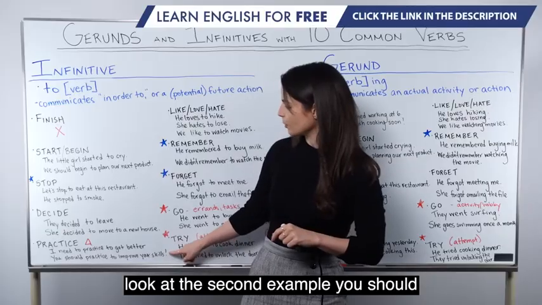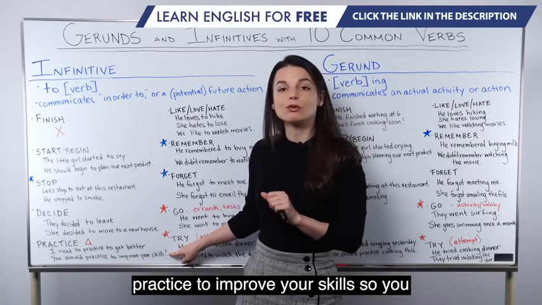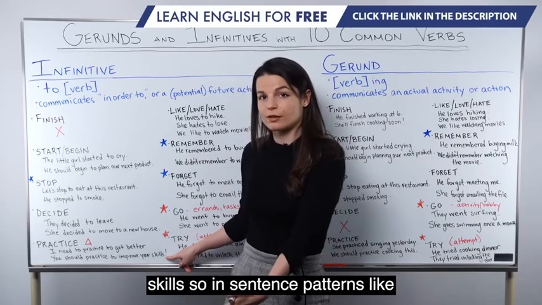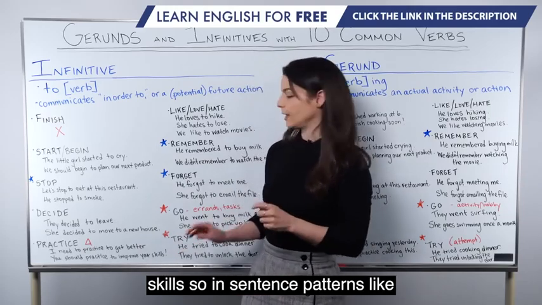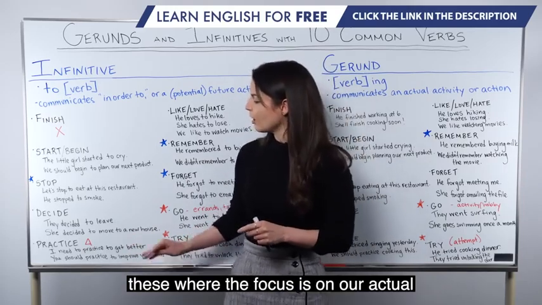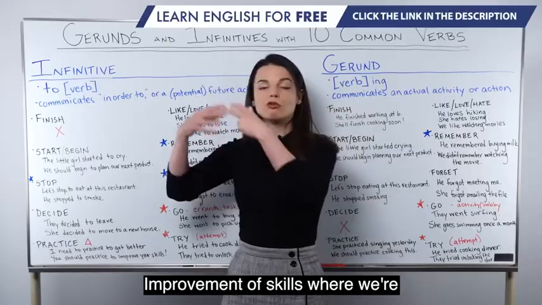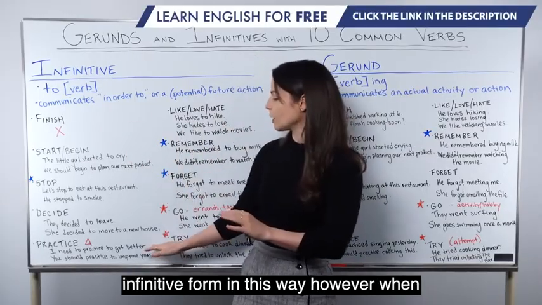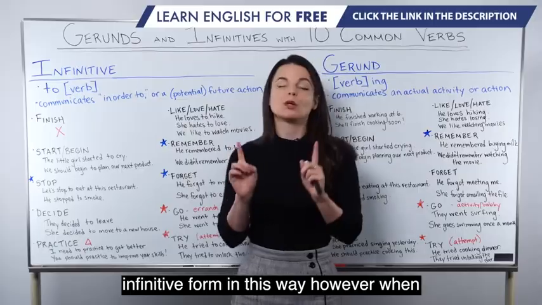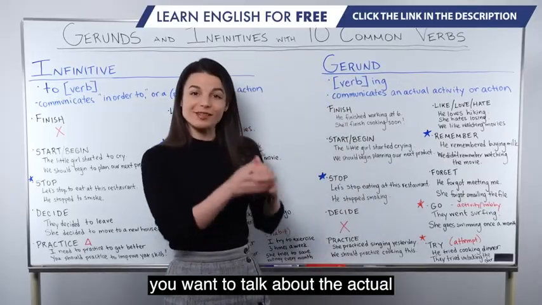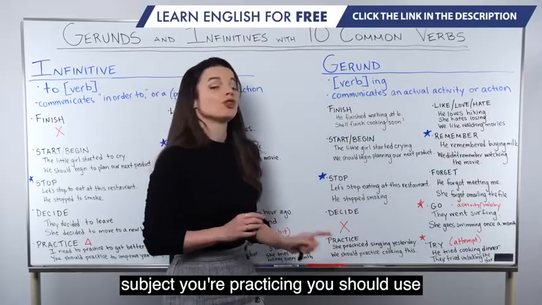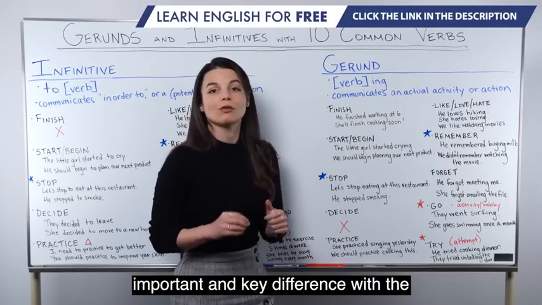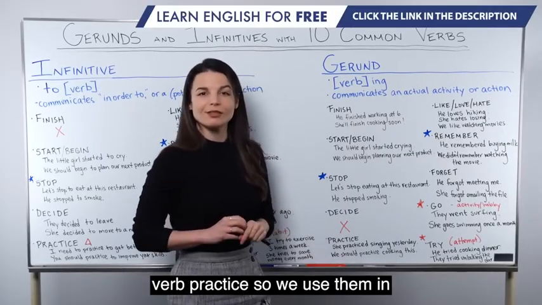Let's look at the second example. You should practice to improve your skills. So you should practice in order to improve your skills. So in sentence patterns like these, where the focus is on our actual improvement of skills, where we're building the skills, we can use the infinitive form in this way. However, when you want to talk about the actual subject you're practicing, you should use the gerund form. So this is a very important and key difference with the verb practice. So we use them in different ways.